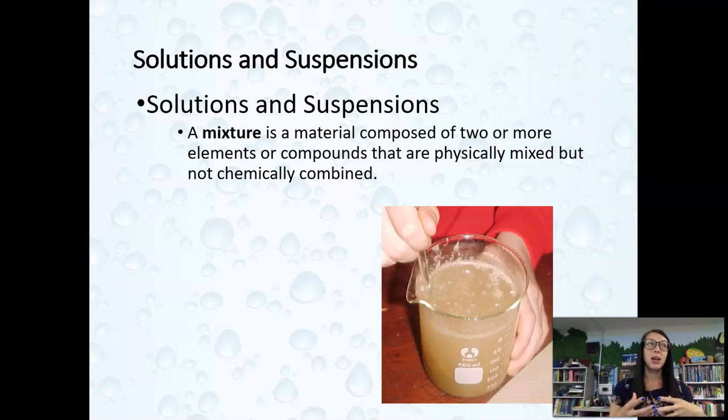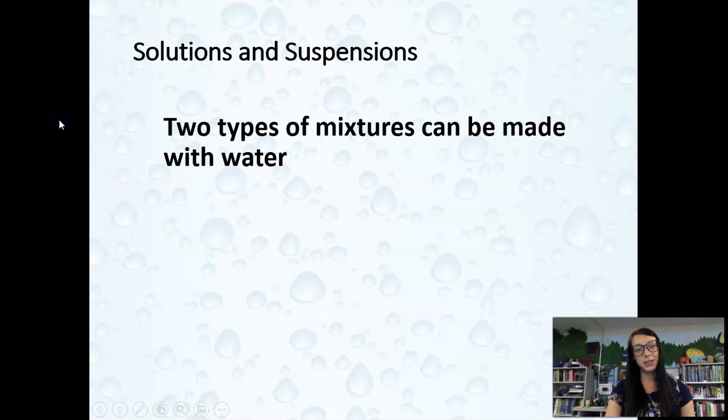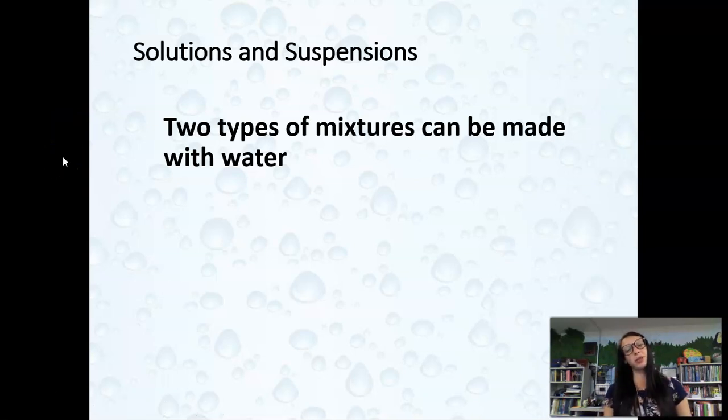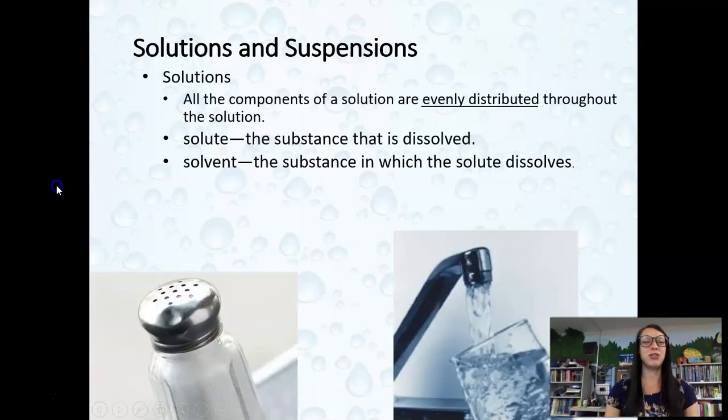So we're talking about, let's say, if you dump sand, salt, or sugar in a glass of water, right? Those are going to be some mixtures. And we're not going to dive too much into the heterogeneous or homogeneous mixtures that you learned about last, but we do need to talk a little bit about solutions and water as being one of the greatest solvents. So two major types of mixtures can be made with water. And again, we can make these types of mixtures with other things as well, but water is going to be our focus. And those are solutions and suspensions.